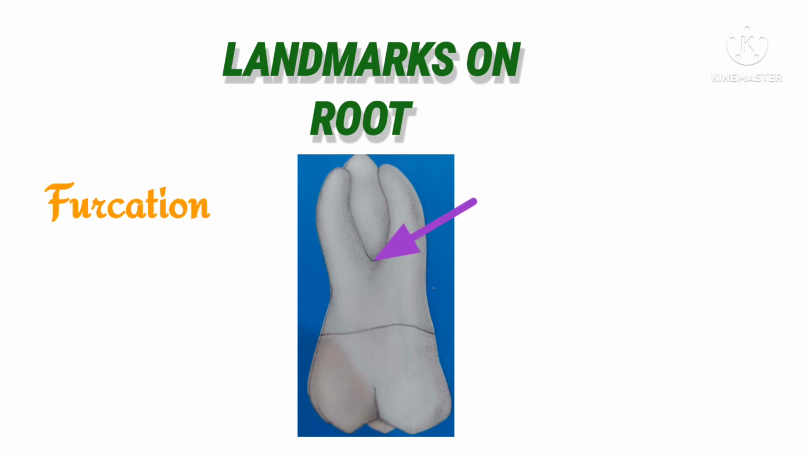Furcation. The furcation is a place on the multi-rooted teeth where the root trunk divides into separate roots. The mandibular molars and maxillary first premolars are bifurcated and the maxillary molars are trifurcated. That means the mandibular molars and maxillary first premolars have 2 roots and the maxillary molars have 3 roots.